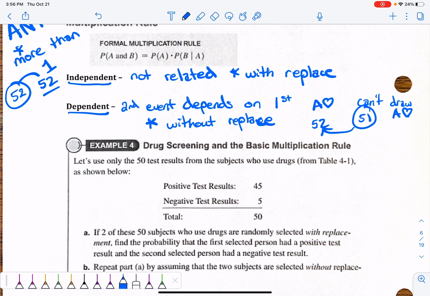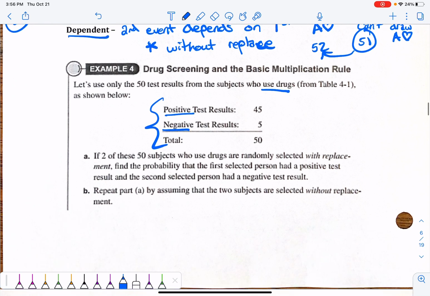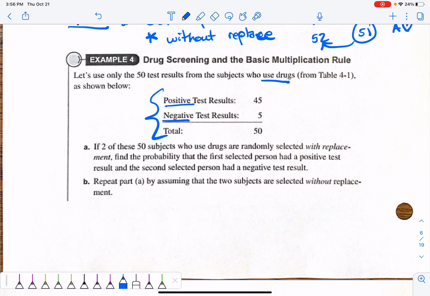Okay, let's go down to this example. They've taken that contingency table or that two-way frequency table from above, and they've just done the positive test and the negative test results for the people who use drugs. So we have the 45, 5, and 50. And they're going to ask us some questions about this. So if two of these subjects who use drugs are randomly selected with replacement, underline that word, with replacement, find the probability that the first person selected has a positive test result.